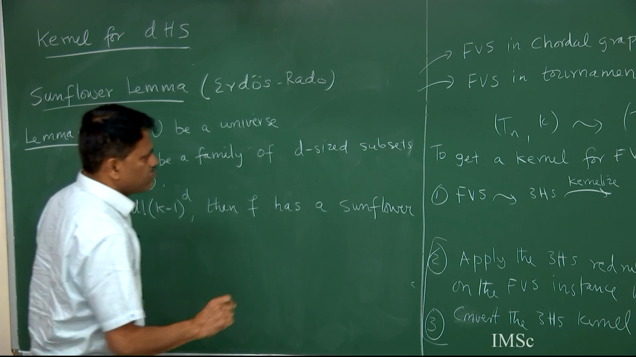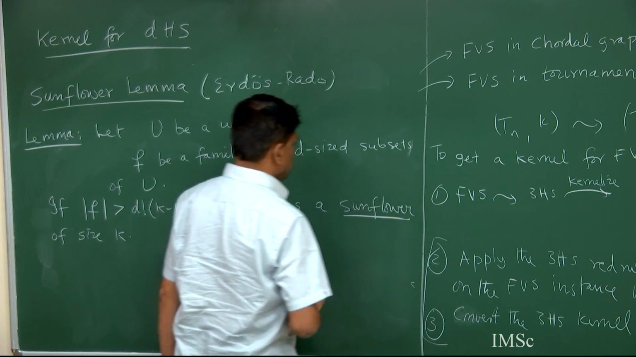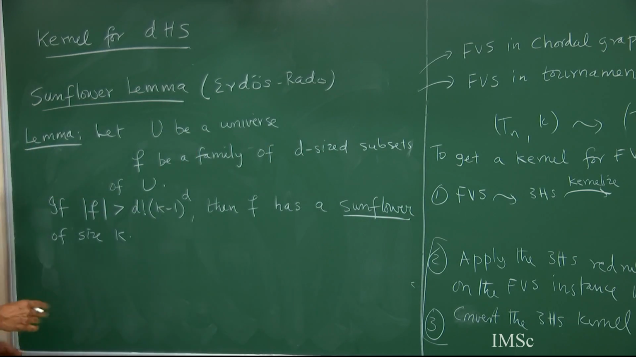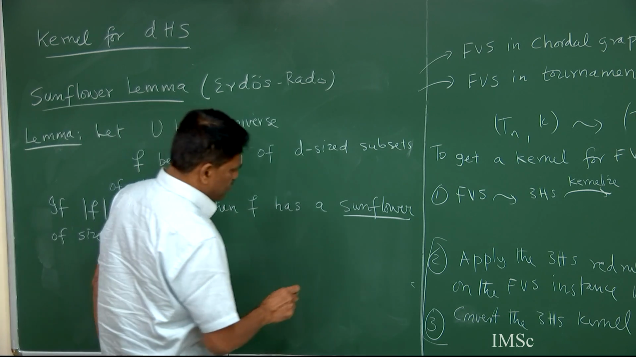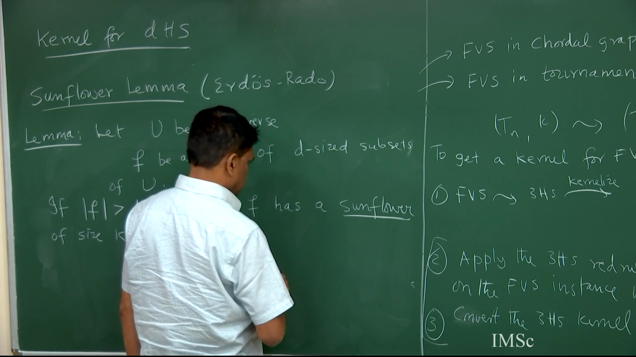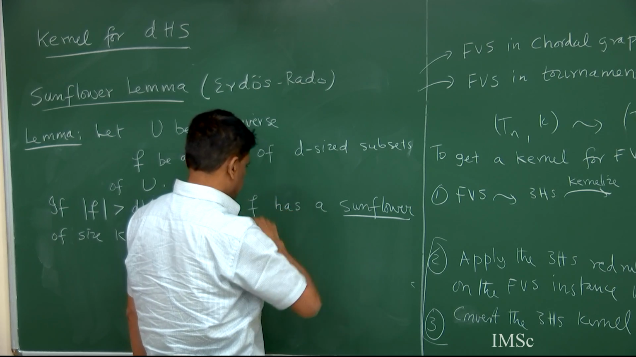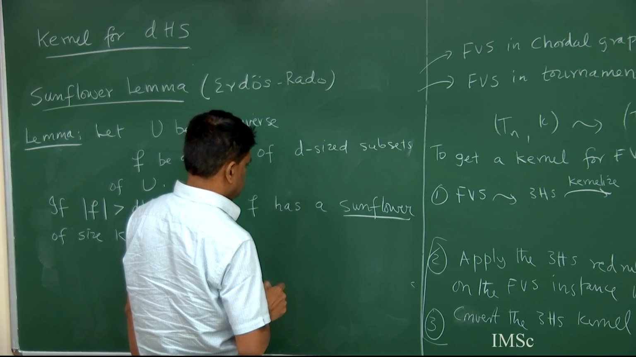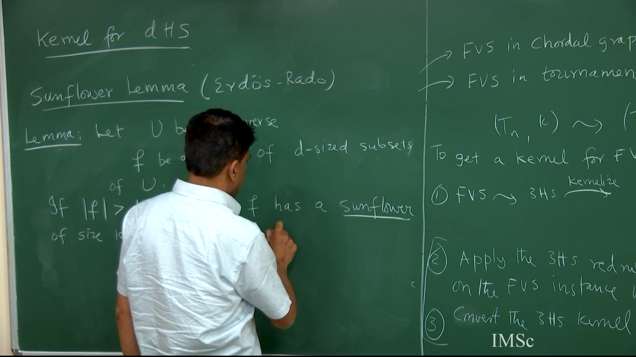Okay, what is a sunflower, right? So what this says is that if you have a family, large enough family, then there is some structure in that family. Okay, what is a sunflower? Sunflower is something which looks like this.